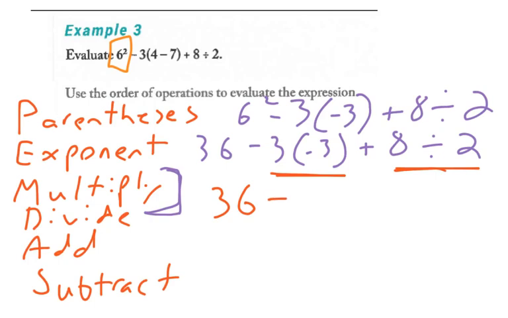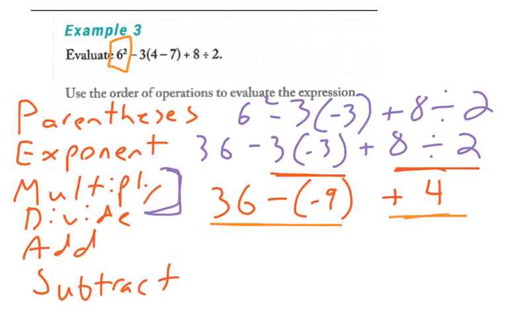Negative 9. So I've got minus negative 9. And then what is 8 divided by 2 going to give me? It's going to give me 4. So I have plus 4. And so then I do adding and subtracting from left to right. So first I have subtracting, and then I have adding.